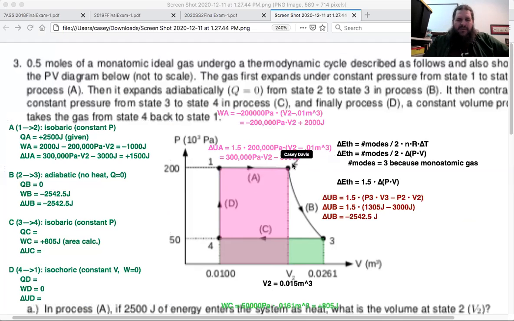So we now know everything we need to know about process B. No heat, negative 2,542.5 joules of work, that is work leaving the system as we allow it to expand, and also negative 2,542.5 joules of change in energy. It's getting colder as it expands. Any questions on process B?